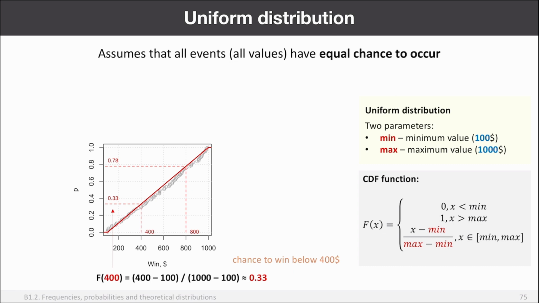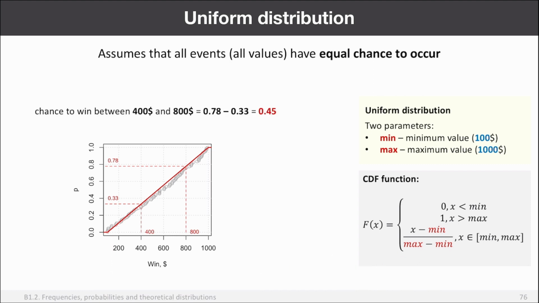The same idea, we just use the theoretical function for that. So 400 minus 100 divided by the range, that gives you 0.33. Remember that the chance to get a win below $800 is 0.78. The chance to get a win below $400 is 0.33, right? But what does it mean? It means that we can compute a chance to get anything in between. It's simply a difference of these two values.